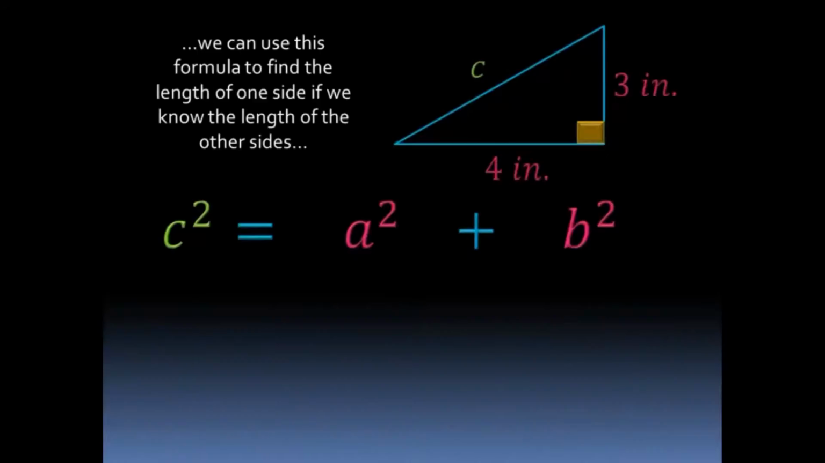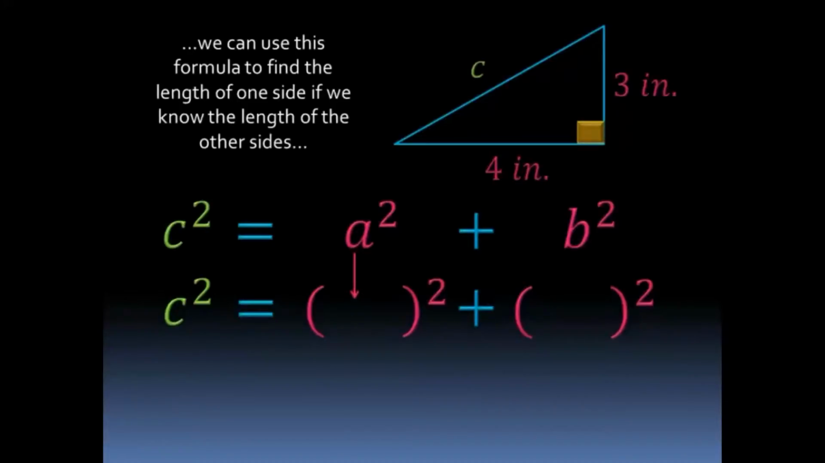We need to remember our formula. C squared equals A squared plus B squared. We begin our calculation by replacing A with its value in this problem, 3 inches. And we replace B with its value, which in this problem is 4 inches.